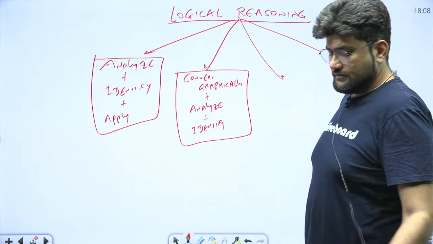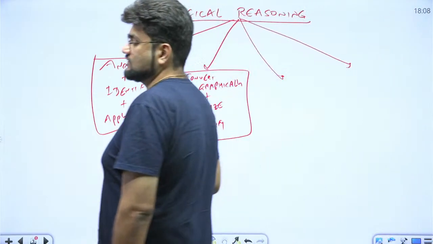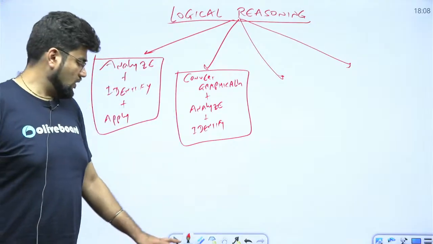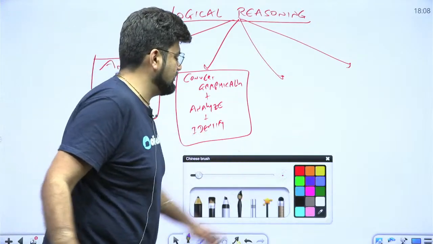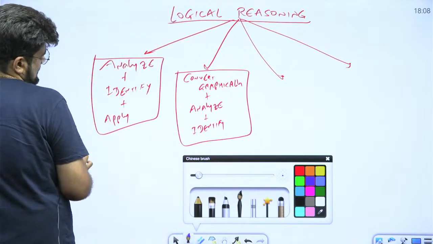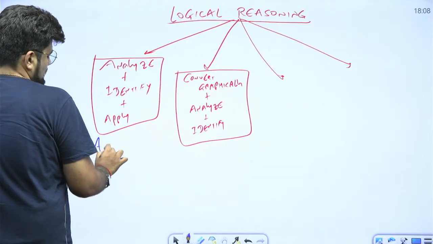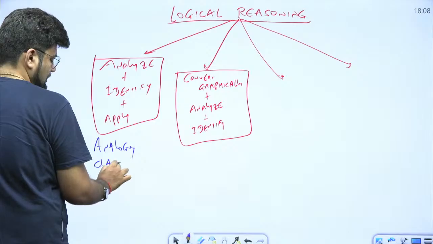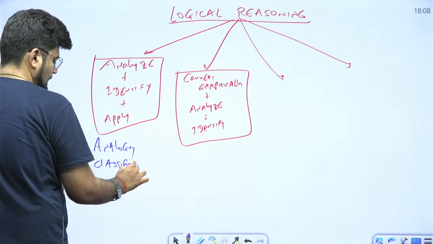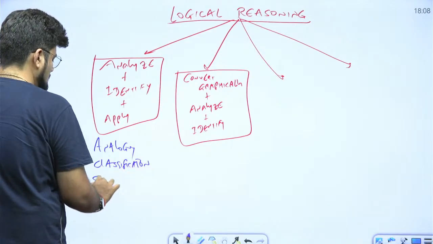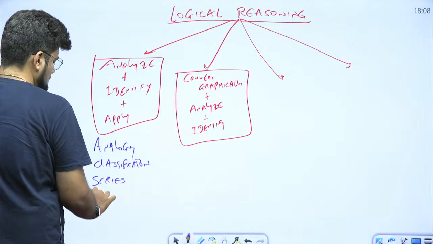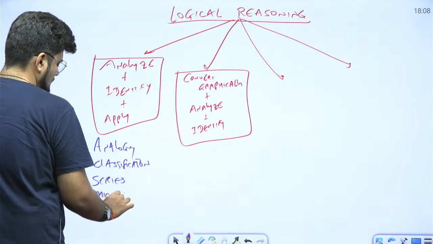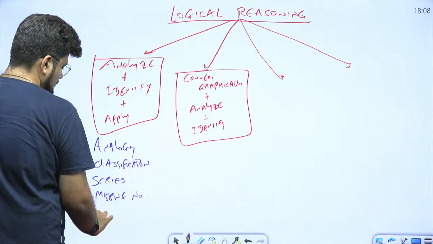Now the question arises, what sort of topics come under these categories? Under this category, I would say we have analogy, classification, series, number series, letter series, missing numbers, and the most important is coding, decoding.